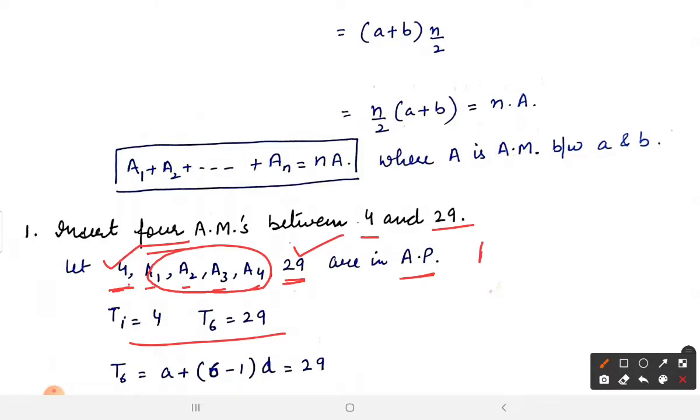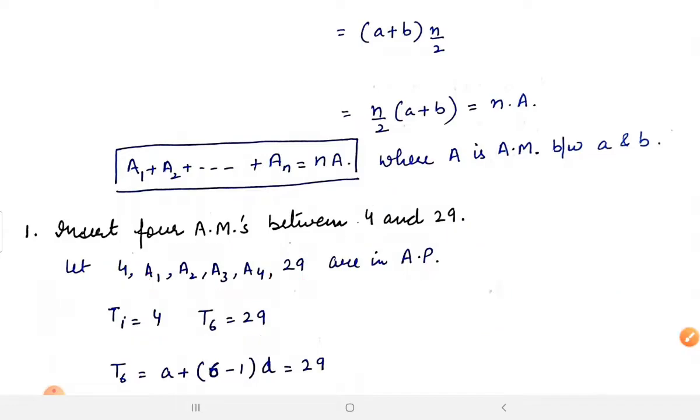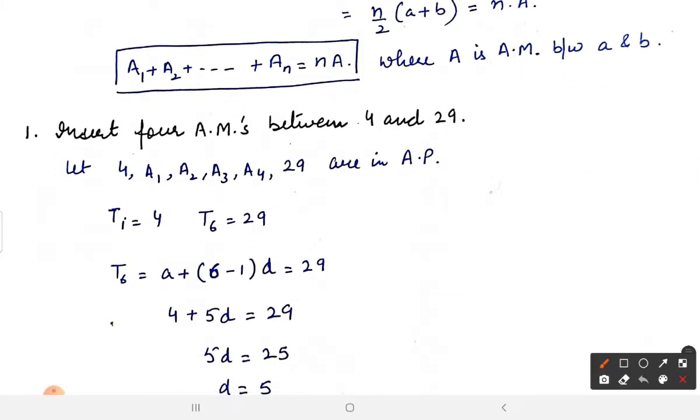After finding the common difference, A1 is A plus D, A2 is A plus 2D, A3 is A plus 3D, and A4 is A plus 4D. So what we need to find is only this D. A is given to us as 4. Let us find D using the formula for the nth term, that is the last term. The last term is the 6th, which is 29. So we have A plus (6 minus 1)D is equal to 29. A is 4, put the value. So 4 plus 5D is equal to 29. Take 4 here, so it is 25. So D is 5.